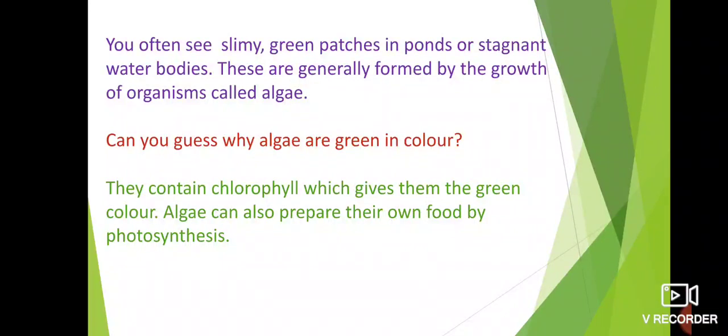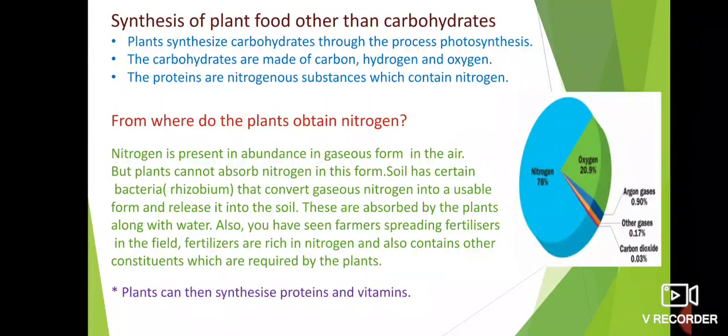This green color is given by the chlorophyll pigment, means these algae also have chlorophyll pigment in them. That's why these algae are green in color. The algae show the presence of chlorophyll, means they can also prepare their own food by the process called photosynthesis. Up to here we have studied in the last class.